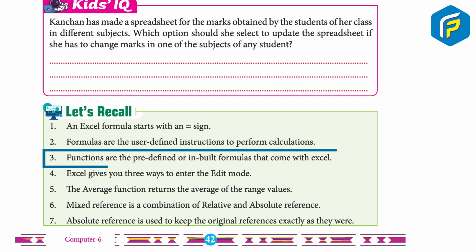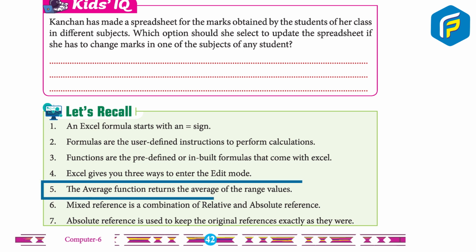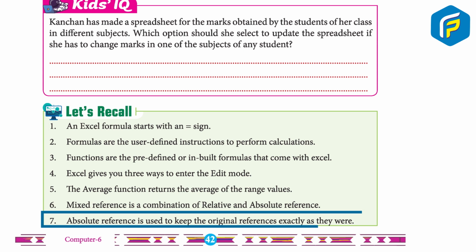3. Functions are the predefined or inbuilt formulas that come with Excel. 4. Excel gives you 3 ways to enter the edit mode. 5. The average function returns the average of the range of values. 6. Mixed reference is a combination of relative and absolute reference. 7. Absolute reference is used to keep the original reference exactly as it was.